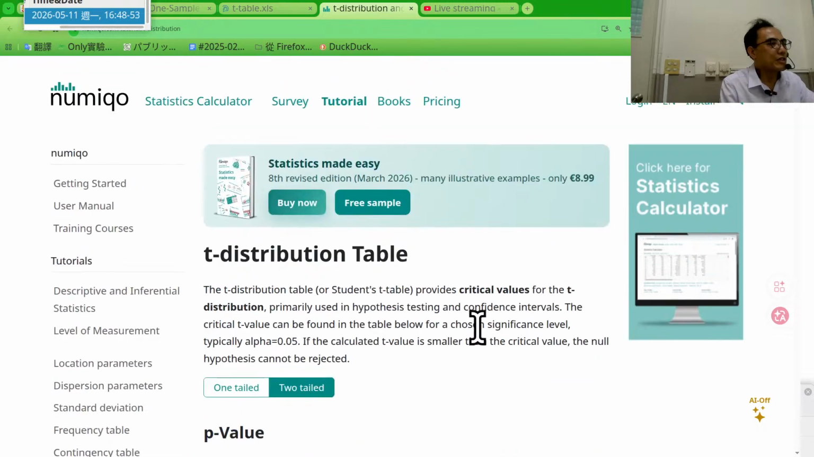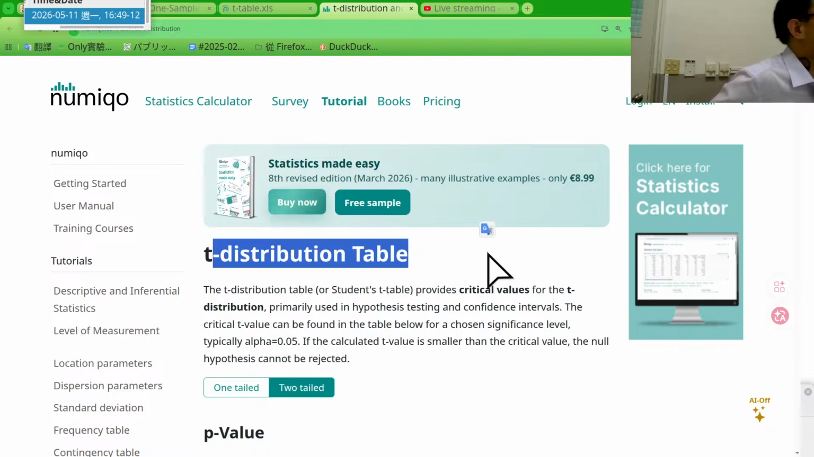Now we can use this website. Actually, when I was a student, the first time I learned statistics, there were no such useful free online applications. We needed to pay. Actually, the campus paid the software fee.